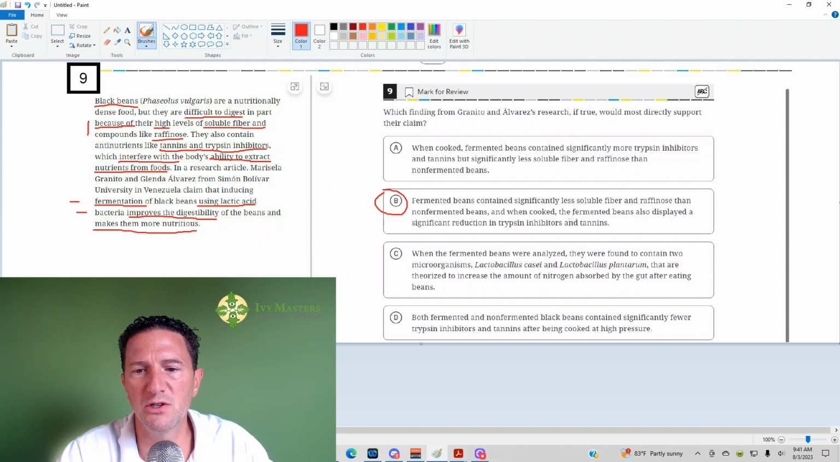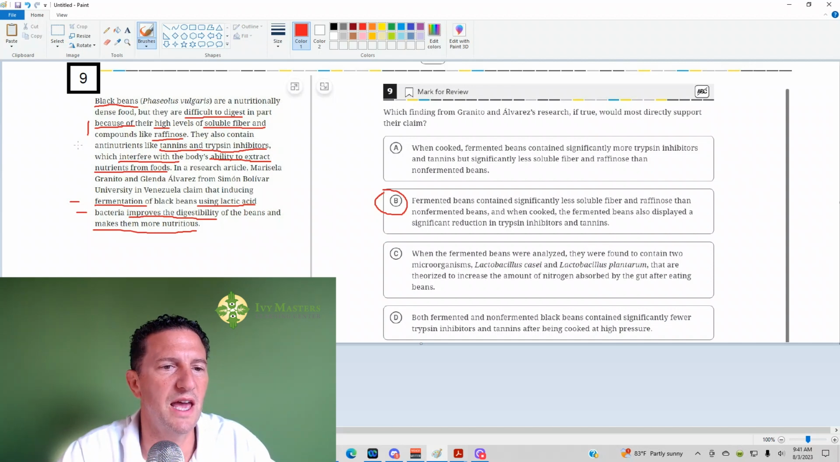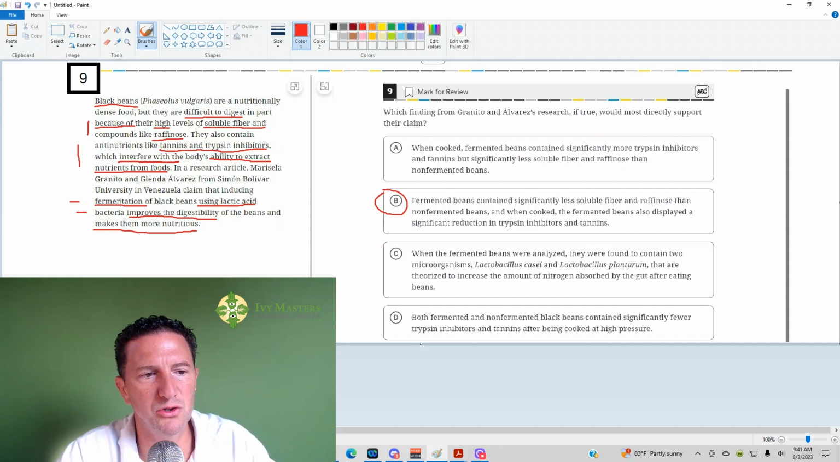Then non-fermented beans, when cooked, the fermented beans also displayed significant reduction in trypsin inhibitors and tannins. And what it said was the tannins and trypsin inhibitors interfere with the body's ability to extract nutrients, which would make them more nutritious.